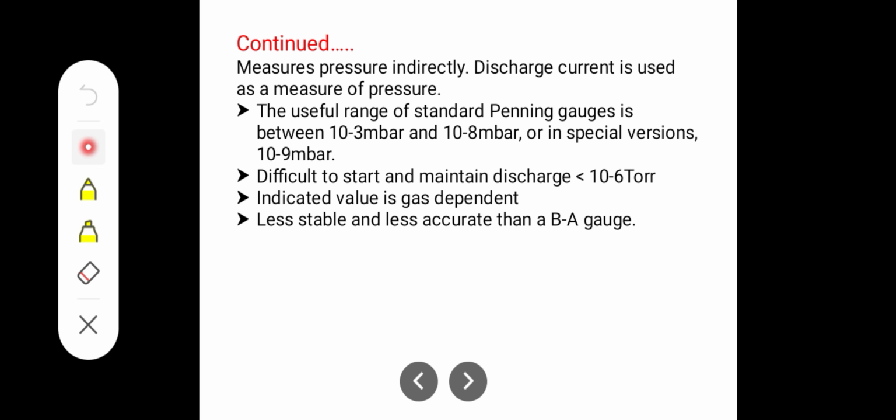These are some advantages and disadvantages of this gauge. The indicated value is gas dependent, meaning the pressure value is, and this gauge is less stable and less accurate than the BA gauge. Now in the next lecture we are going to study the hot cathode gauge.